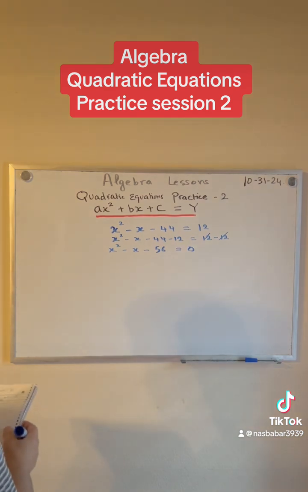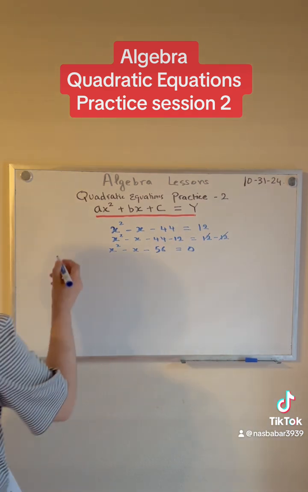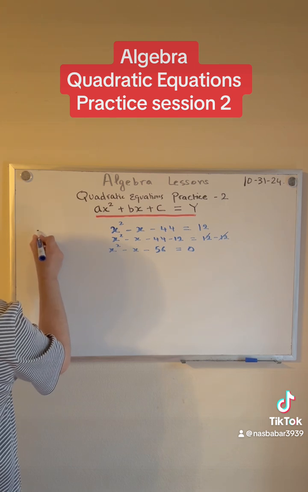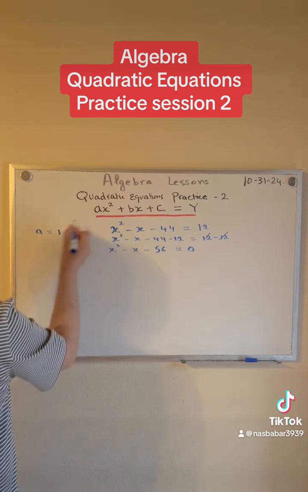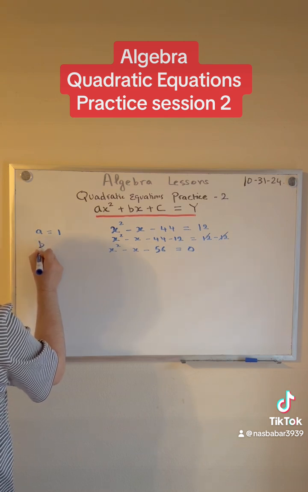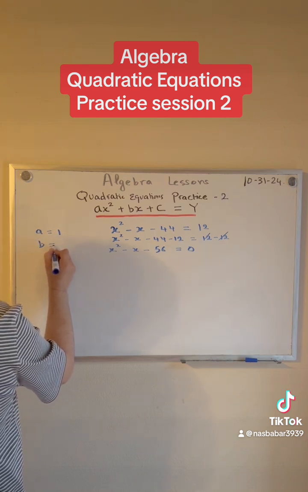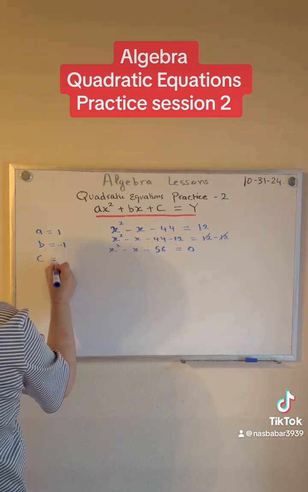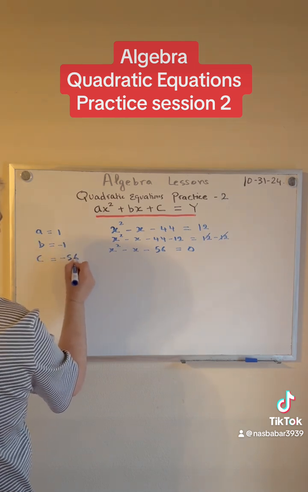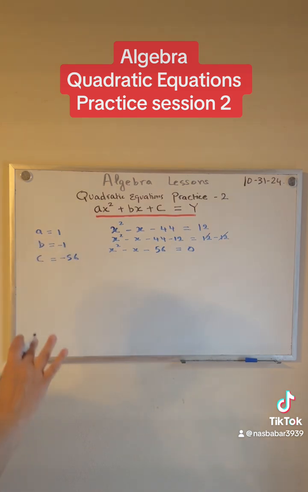All right, so no rocket science over here. Let's find the coefficient associated with x squared, A, which is 1. The coefficient associated with x, the linear term, is minus 1, and the constant is equal to negative 56. So far so good, no rocket science.